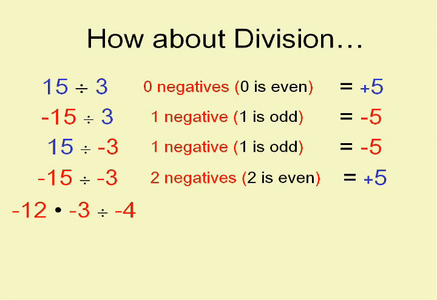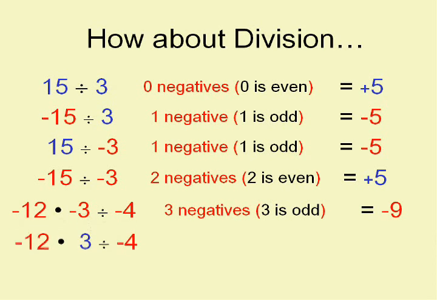Now, even a mixture of these, multiplication and division, is still going to work. This has 3 negatives, so the answer is going to be negative. All you have to do is figure out what is 12 times 3, and then divide by 4. This one's going to be a negative 9. 12 times 3 is 36, divided by 4 is 9. We have 3 negatives. 3 is odd, so the answer is negative. In this one, we only have 2 negatives, same numbers. 2 is even, so the answer in this case changes to positive 9. Hopefully you get the idea.